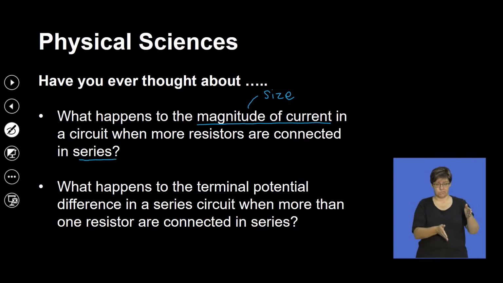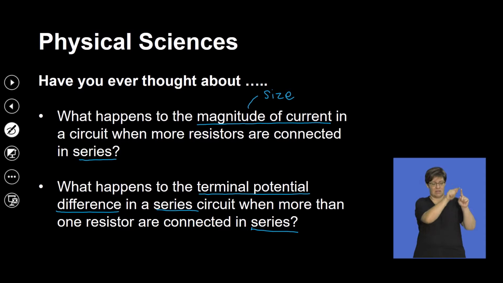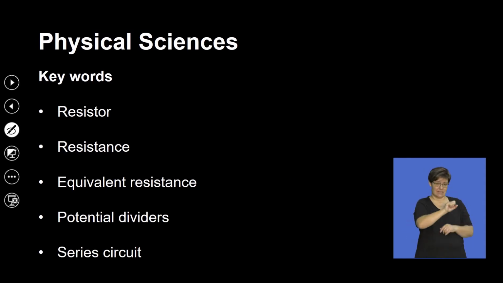Now the second thought that's also going to guide our discussion has to do with what happens to the terminal potential difference. That's the voltage, in a series circuit when more than one resistor are connected in series. So the arrangement in terms of connection is going to be the series type of circuit. Now these are the keywords.